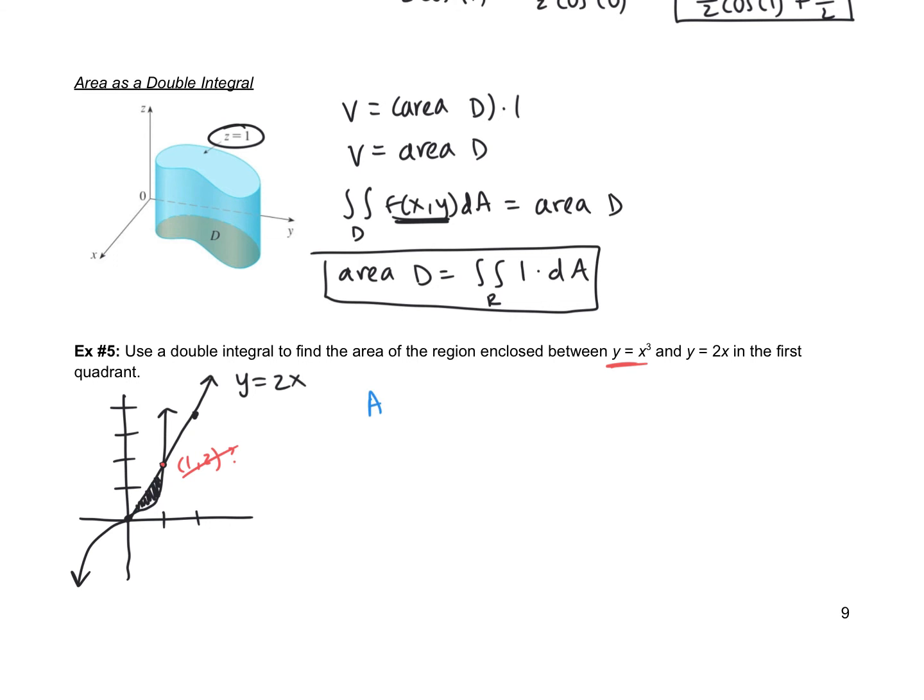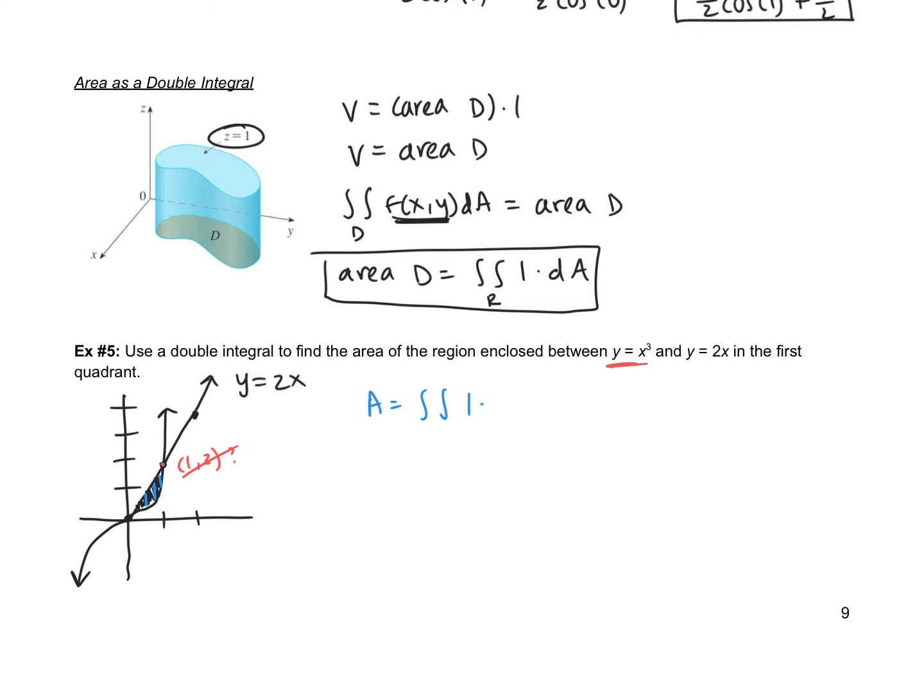So if we want to find the area of this region in black, it's going to be the double integral of 1 dA. So we need to figure out, are we integrating with respect to x or y first? In this case, it doesn't matter. If we go vertically, our top bound and bottom bound stay the same. If we go horizontally, the left bound and right bound stay the same.